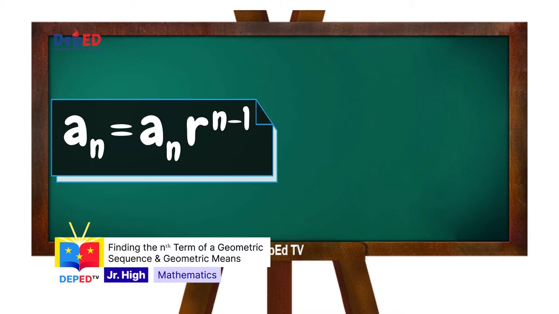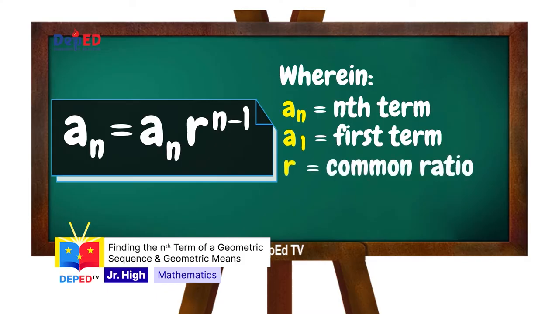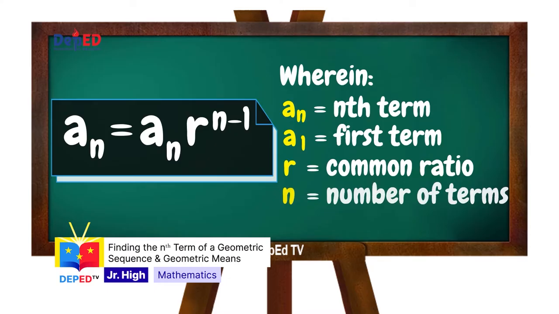Again, the formula in finding the nth term of a geometric sequence is a sub n is equal to a sub 1 times r raised to n minus 1, wherein a sub n is the nth term, a sub 1 is the first term, r is the common ratio, and n is the number of terms.